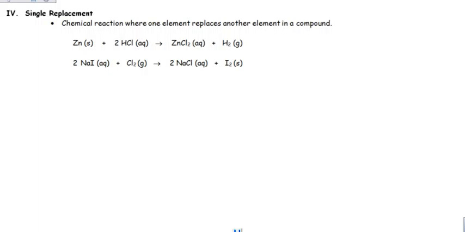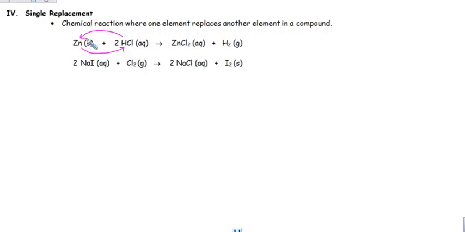Magically now zinc is with chlorine and hydrogen has been replaced. Look at this. It's as if zinc replaces hydrogen. So now zinc is with the chlorine. Hydrogen gets kicked out to be the single element. Elemental hydrogen is diatomic. Single replacements: a single element replaces an element that is already in a compound.